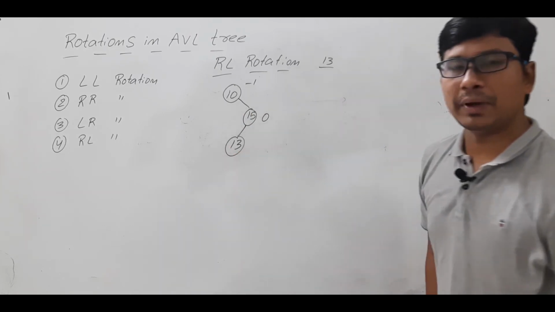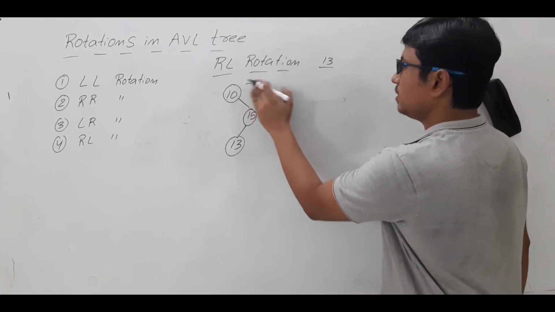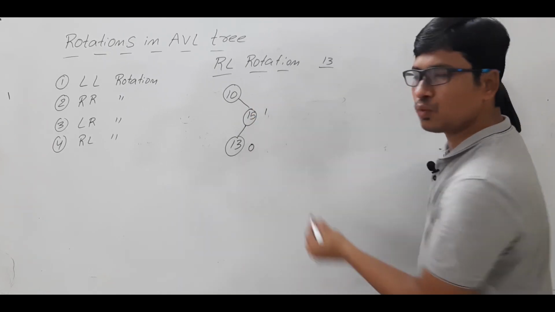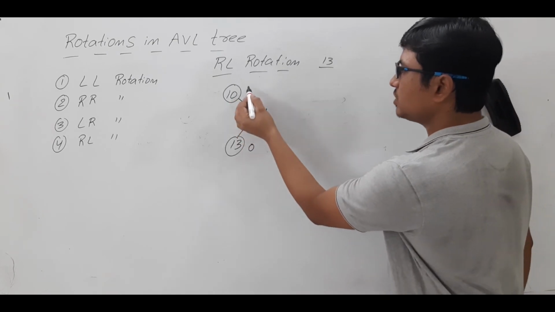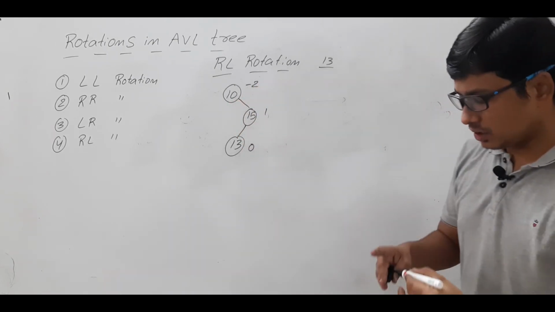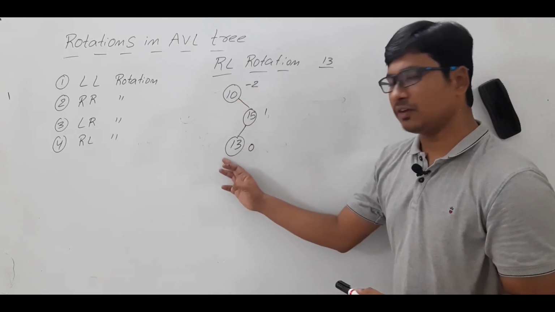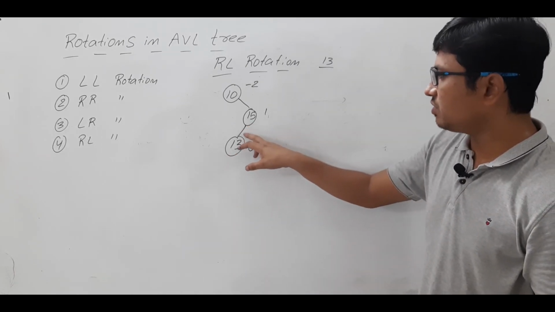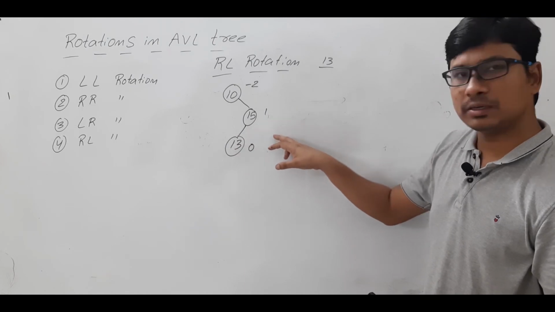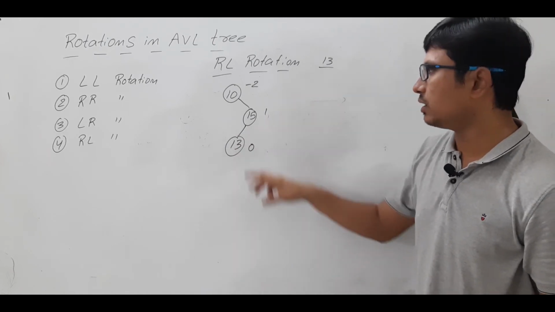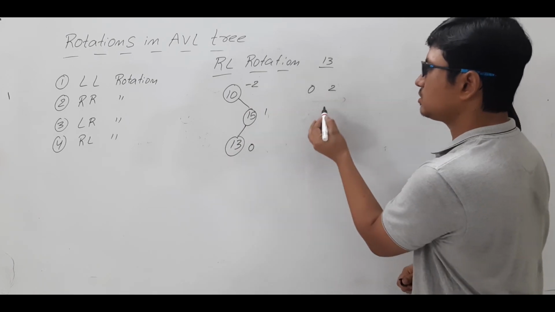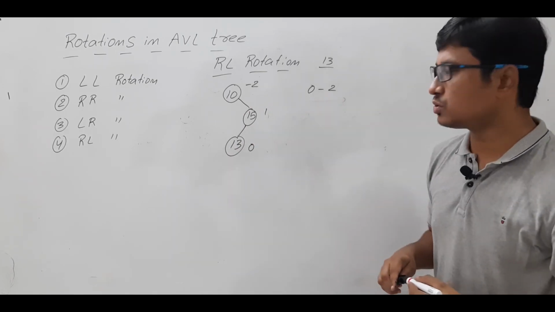Now look at the balancing factor of each node. The balancing factor of this one is 0. The balancing factor of this one is 1 and the balancing factor of this one is -2. How did I get it? Because height of the left subtree is 0 minus height of the right subtree is 0. Now height of the left subtree is 1, height of the right subtree is 0, 1 minus 0 is 1. Left subtree height is 0, right subtree height is 2, 0 minus 2 is -2.